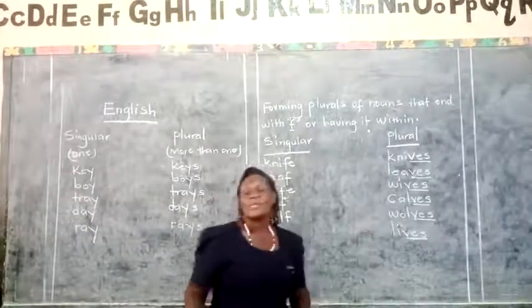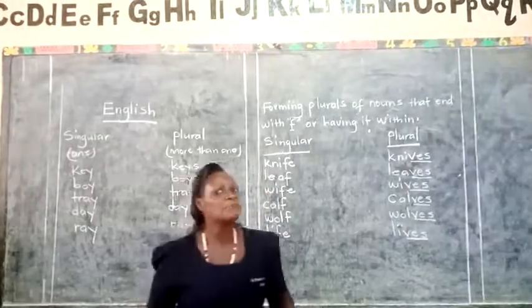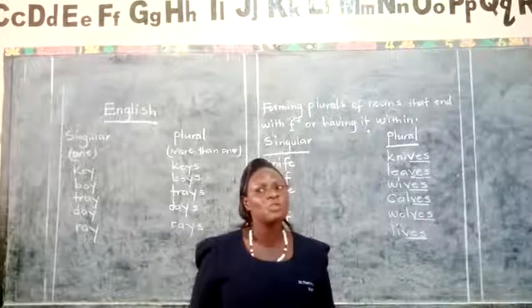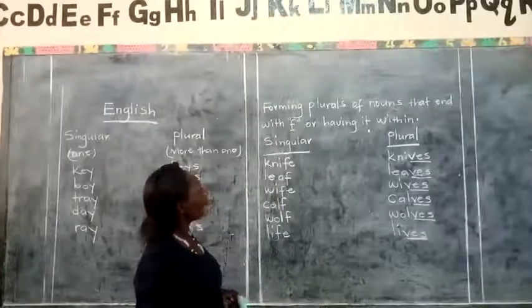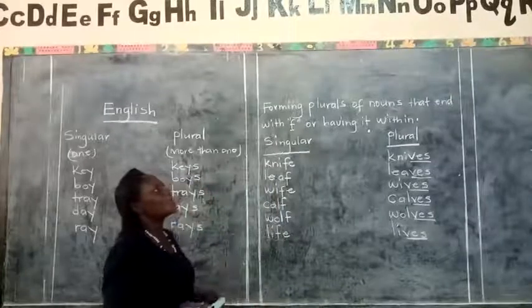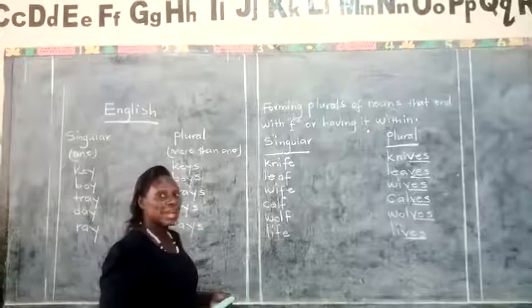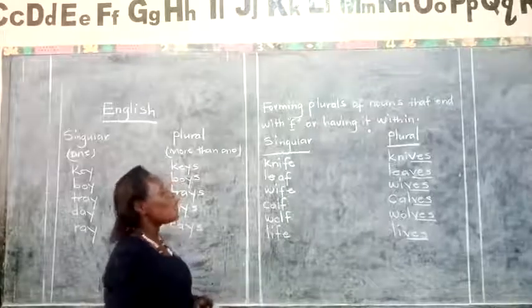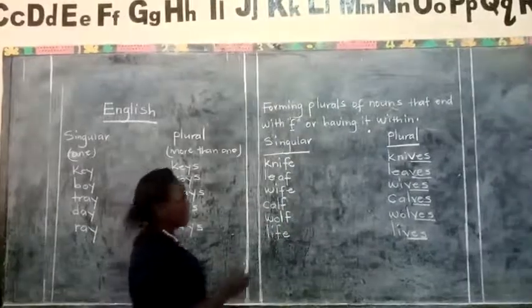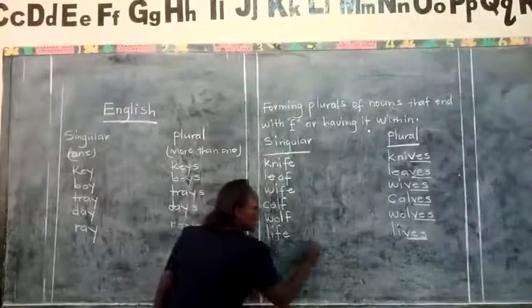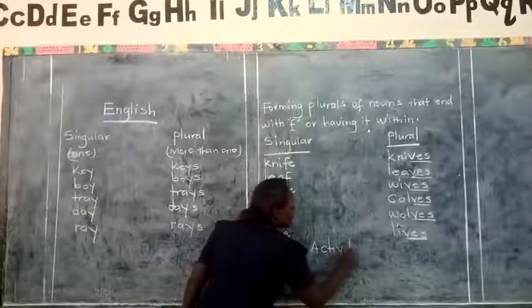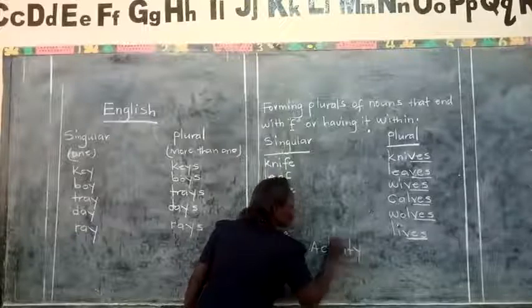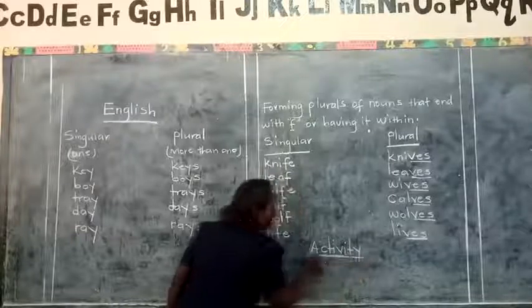Now, we are going to do an activity. I want to see whether at least you have grasped something of forming plurals of nouns that end with the letter F or have F within. So, this is our activity. Get your books and we do this activity.